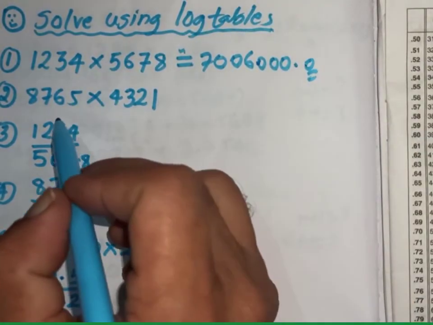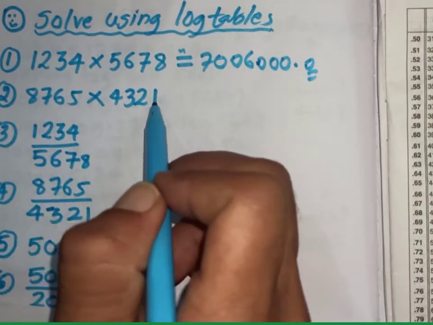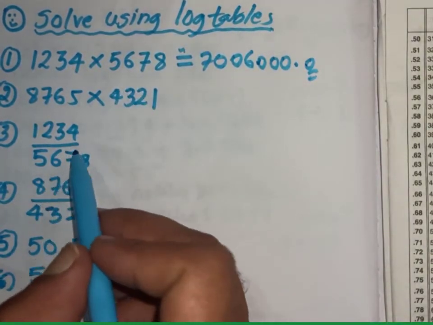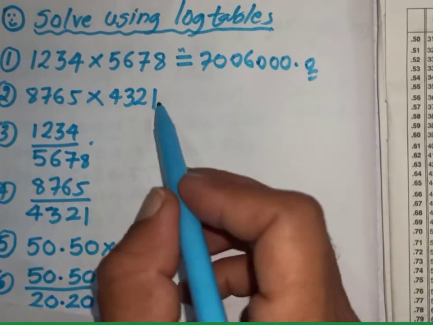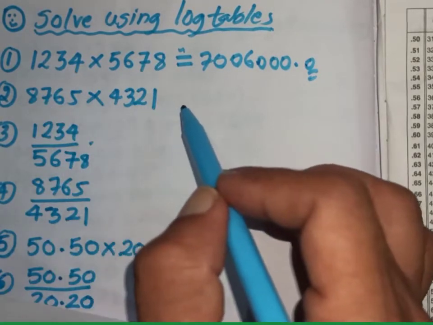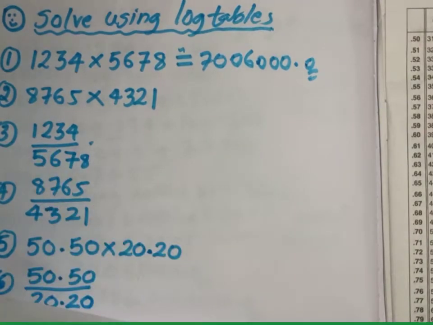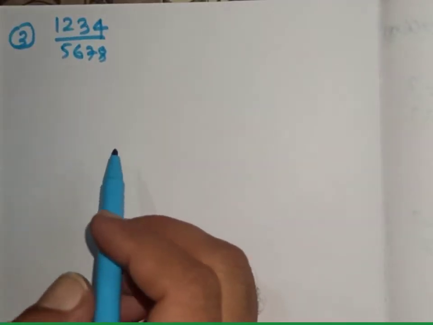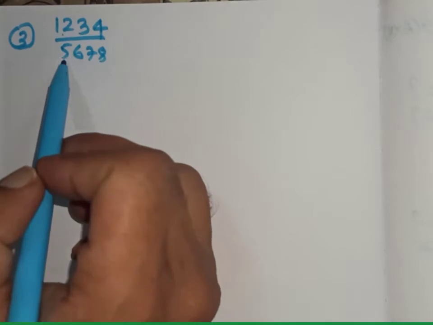Similarly, we'll try to find 875 into 43. I think you can get the answer. You can try the second problem the way I solved the first problem. Everything is the same, only the small numbers will change. Okay, let's try to solve problem number 3. It is 1234 divided by 5678.